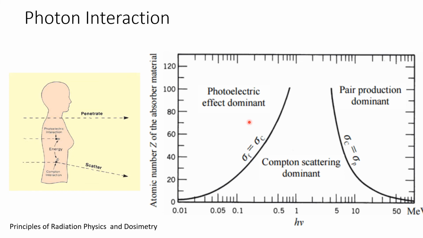The photoelectric effect occurs when a photon interacts with an orbital electron whose binding energy is close to that of the photon energy. In this scenario, the photon disappears and all of its energy is given to the orbital electron, which is then ejected from the atom with kinetic energy equivalent to the photon energy minus the binding energy. As the atomic number of a material increases, the likelihood of the photoelectric effect increases rapidly.